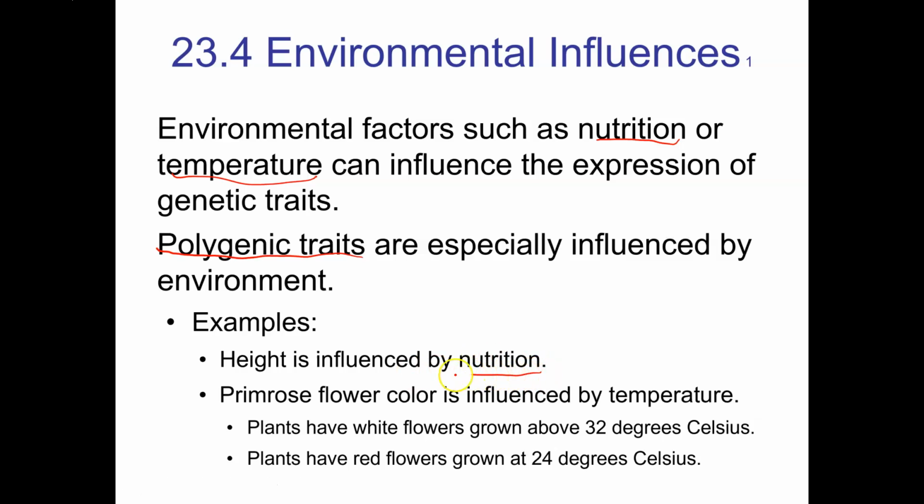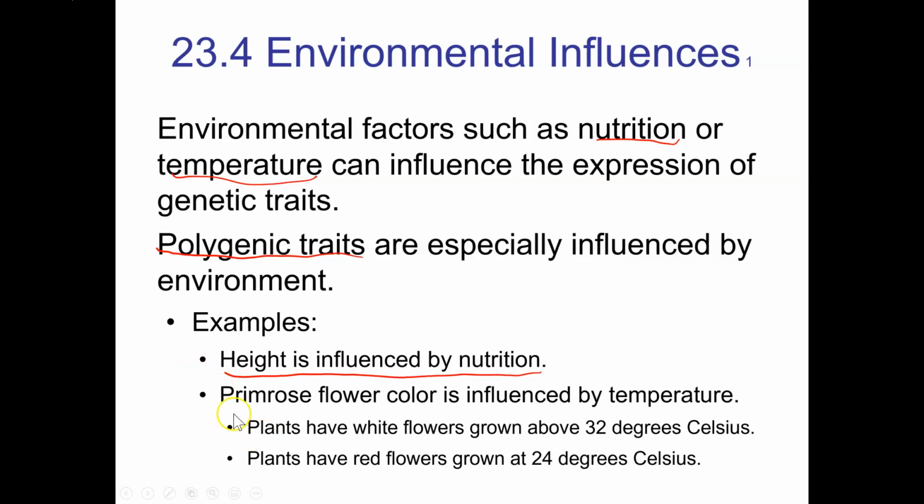Another example is height. Height can be influenced by nutrition. If you have an individual that gets all of the vitamins and all of the nutrients, the proteins that he or she needs, they're going to be able to grow more effectively than someone who didn't get that stuff. You can see this in children who are malnourished, who tend to be much smaller than children who are fed properly.